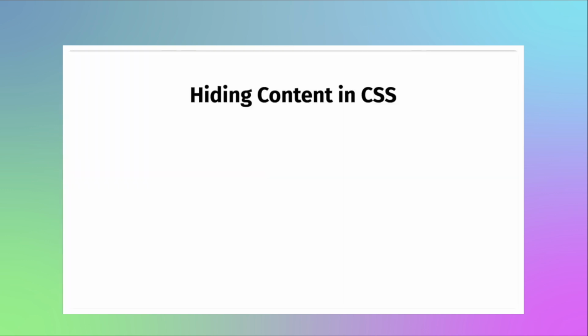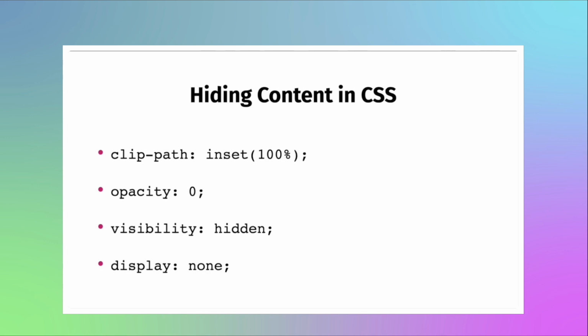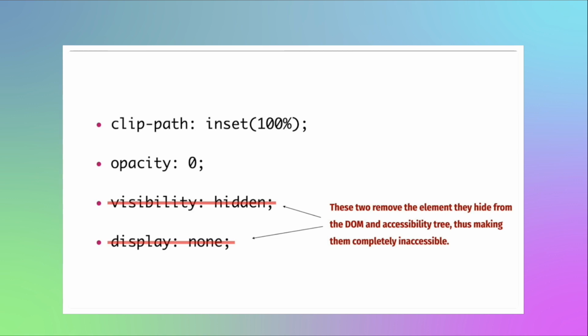So there are currently 4 different ways to hide content using CSS: using the clip path property with a value set to 100%, using opacity and setting it to 0, using visibility and setting it to hidden, and using display and setting it to none. Out of these 4 ways, visibility hidden and display none will remove the element that they hide from the DOM and the accessibility tree, thus making it completely inaccessible.